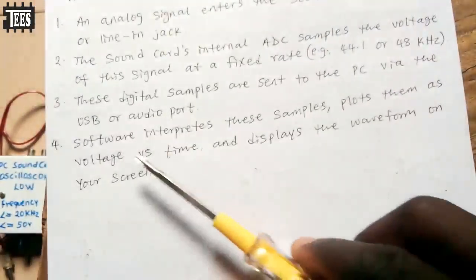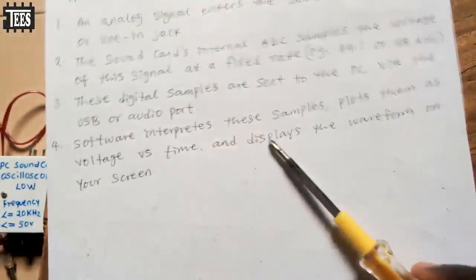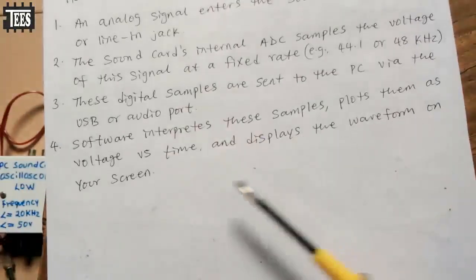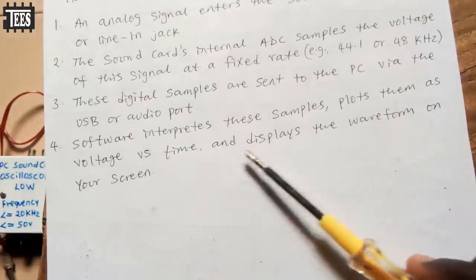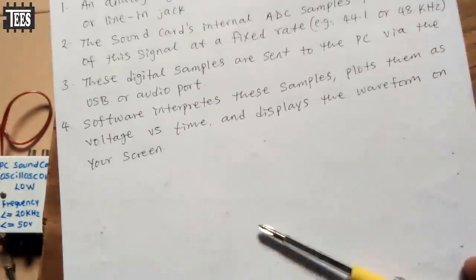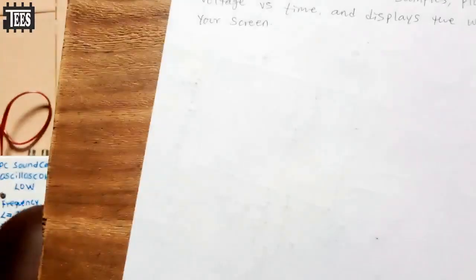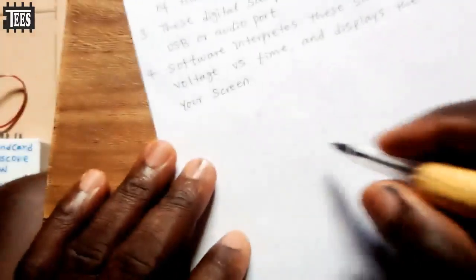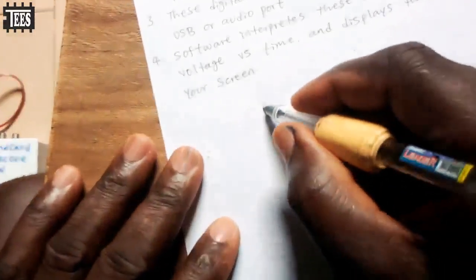Then the software on the computer interprets these samples, plots them as voltage versus time, and displays the waveform on your screen. So on our computer screen, we have something like this.